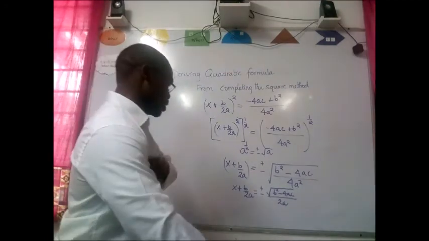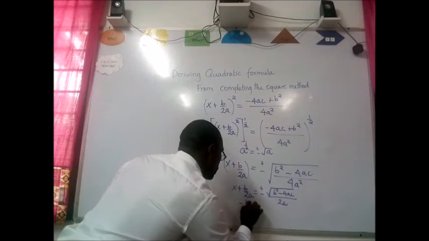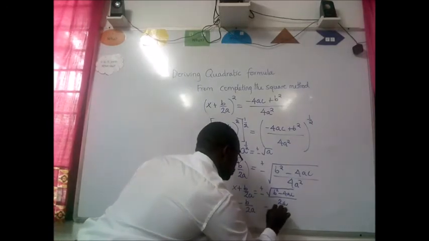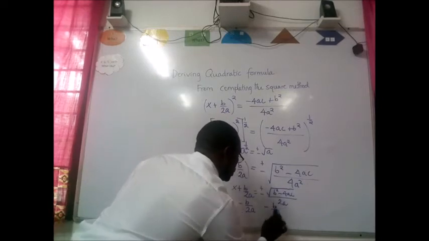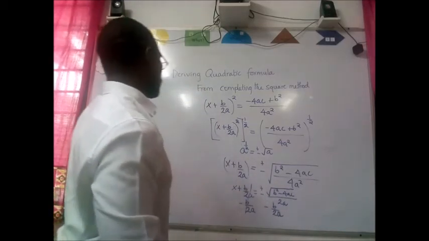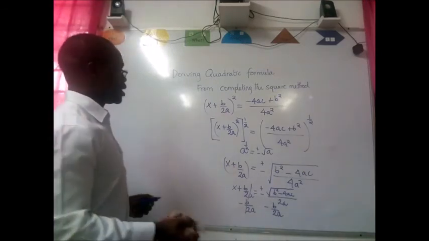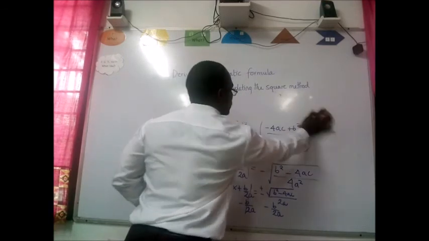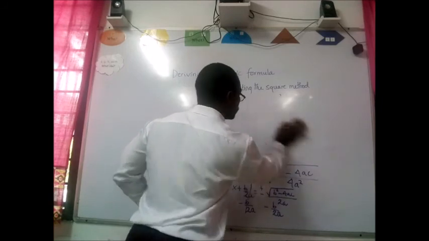So now I come to rewrite this by subtracting b over 2a on both sides, b over 2a. So you cancel these ones. So on this side, I can take this off, get more room. You can see, get this off. Get more room here.